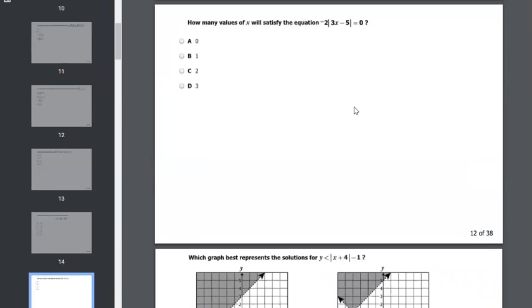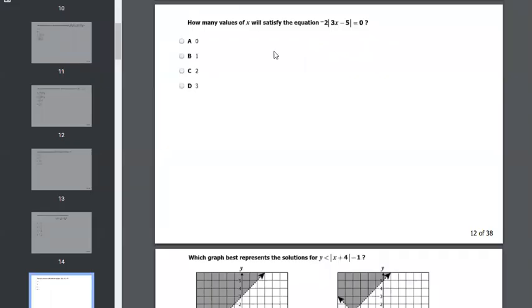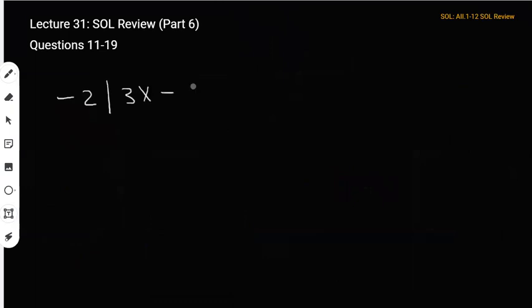All right, let's try 12. So I've got -2 times the absolute value of 3x - 5, and everything is equal to 0. So to do this, I'm going to have to solve an absolute value equation.